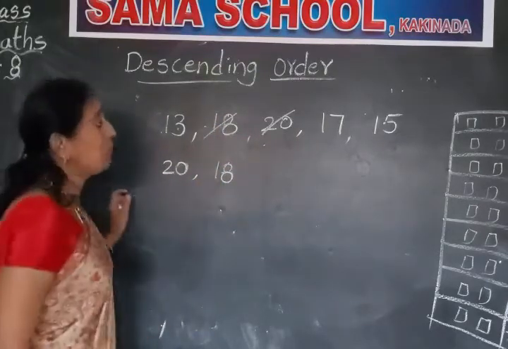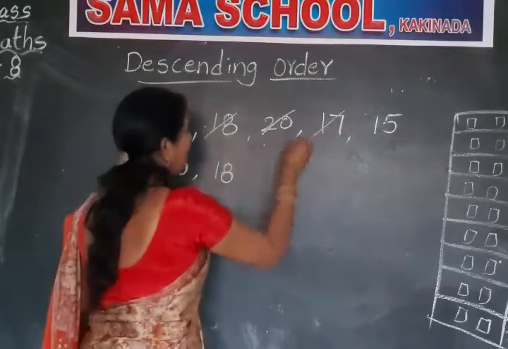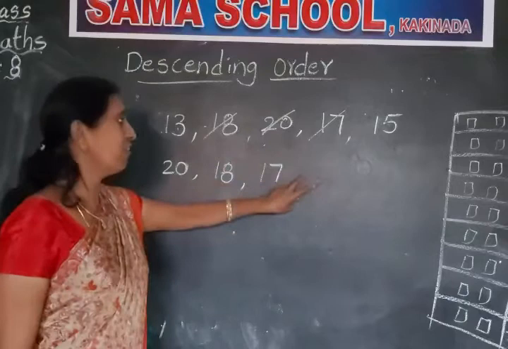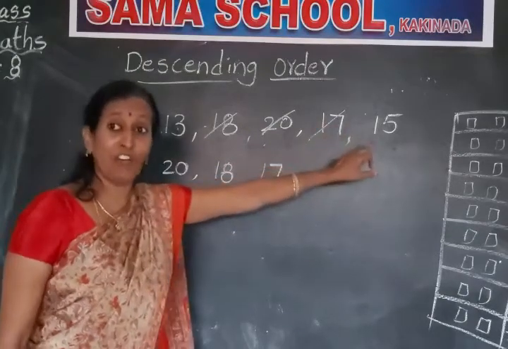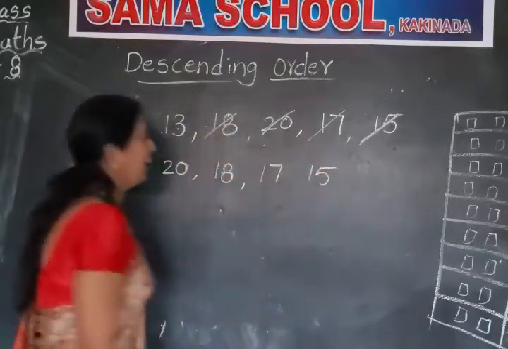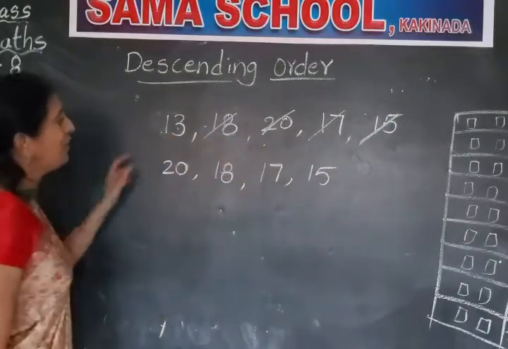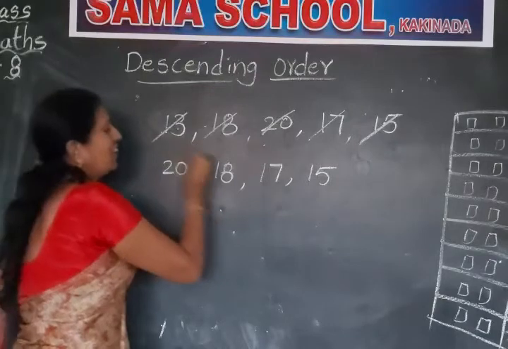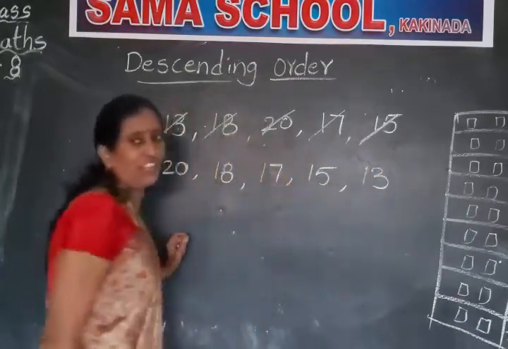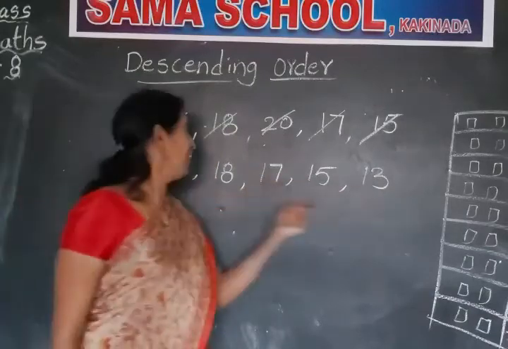Next, 18 before 17. Next, 17 before 14 is not there. 14 before 15. That is 15. Next, what is the last number? Yeah, 13. You write 13, which means 13 is smaller than 15.